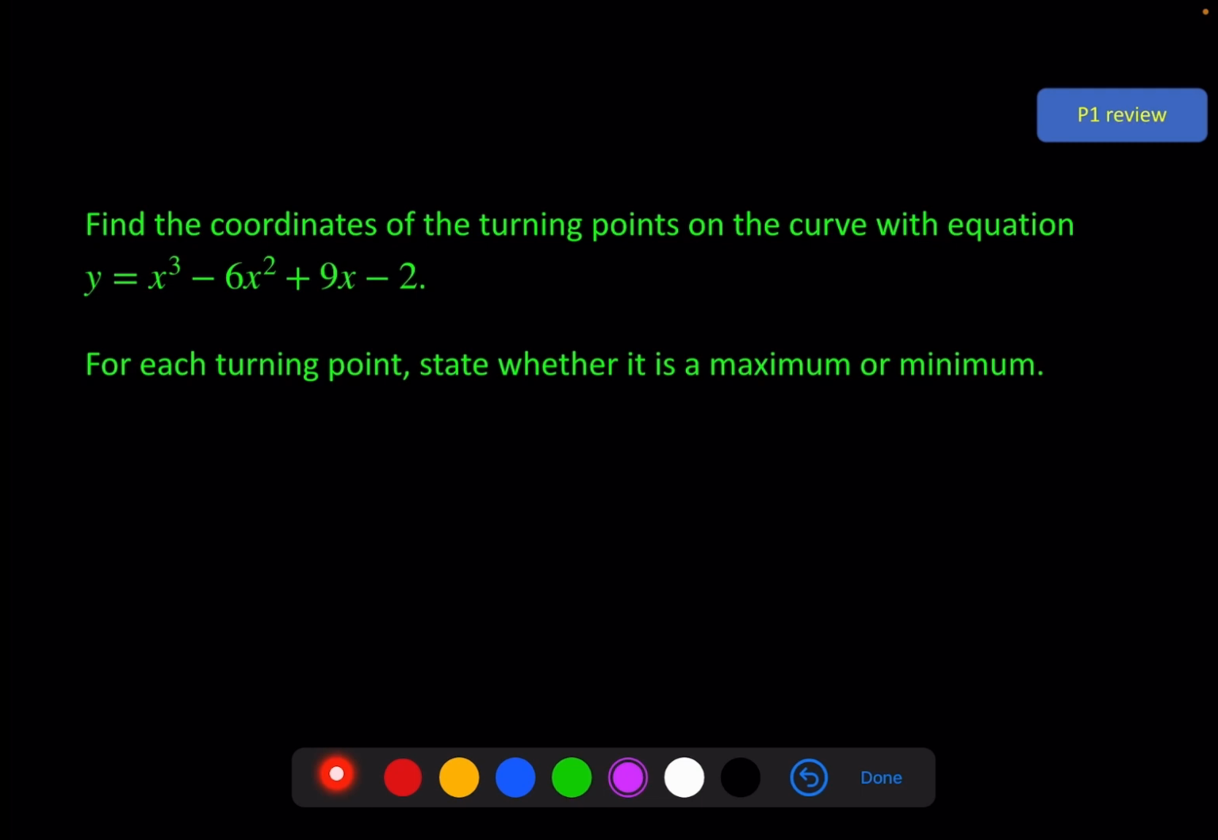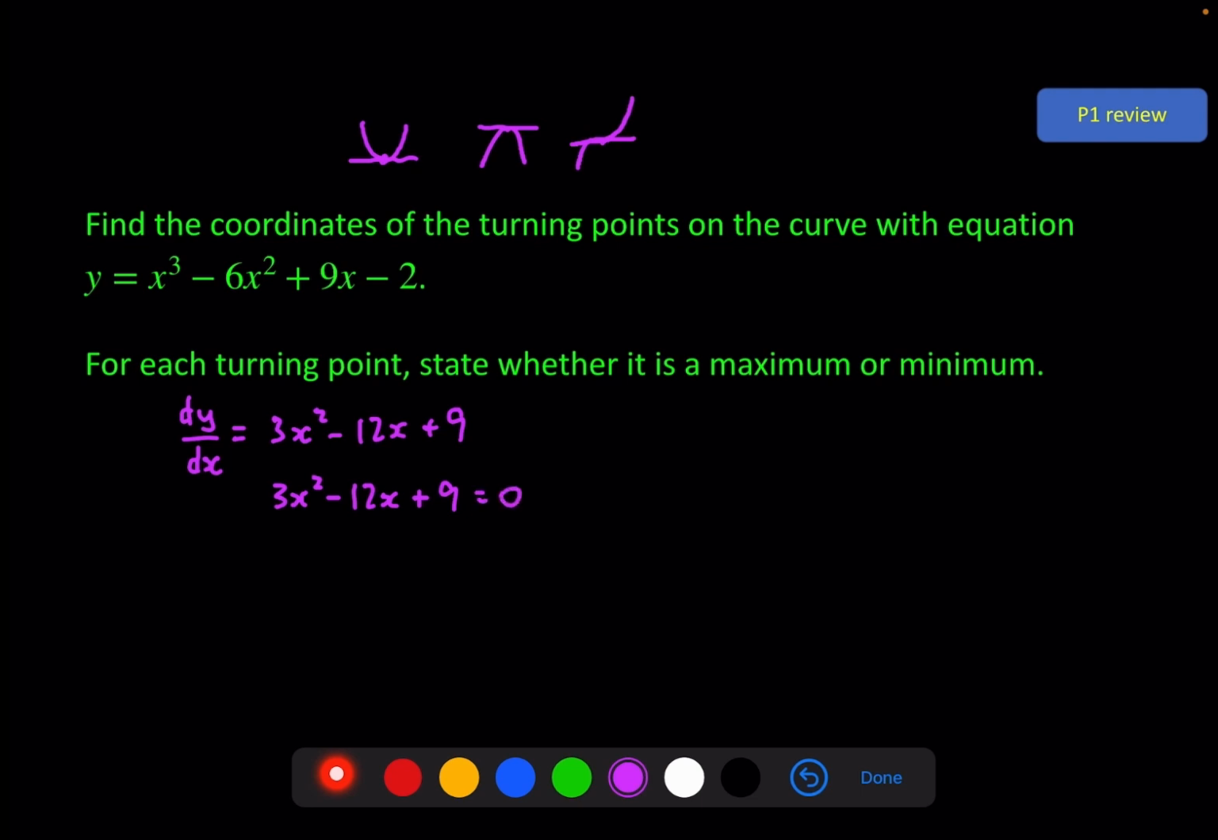Remember that to find a turning point we need to differentiate. That gives us 3x squared minus 12x plus 9, and then to find a turning point we have to set that derivative equal to 0, because where the gradient is 0 is a point on the curve that looks either like this or like this, gradient here 0, or potentially an inflection point like this where the gradient is 0 in the middle, just for a moment.